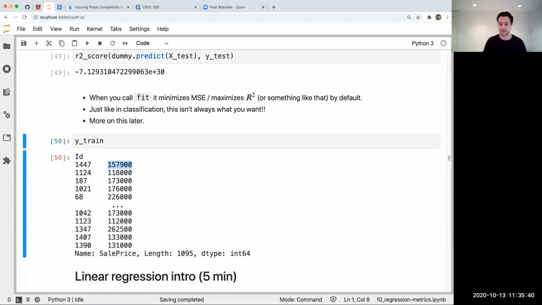It's not that the closer a model predicts to the mean, the better the score. It's that the closer the model predicts to the true values, the better the score. And if it happens to predict exactly the mean, then the score is going to be 0.